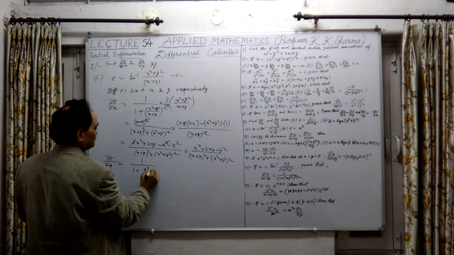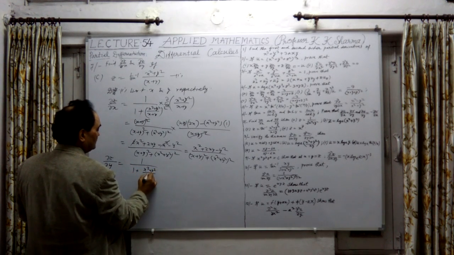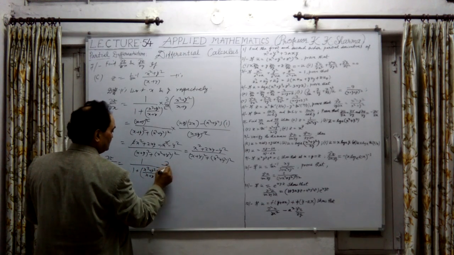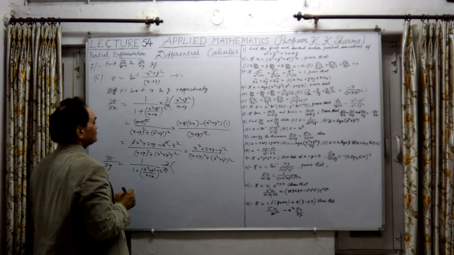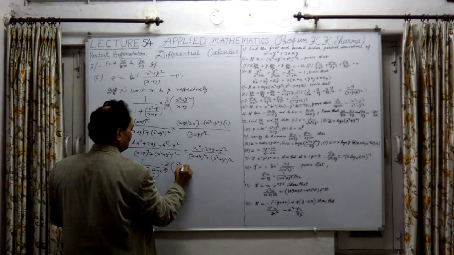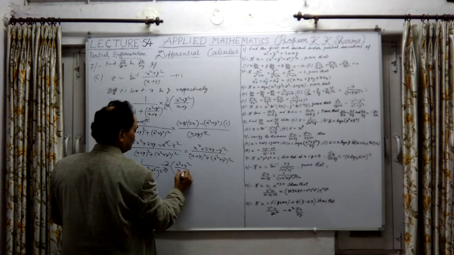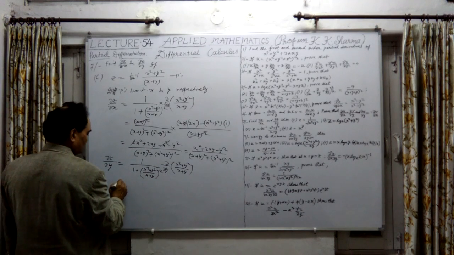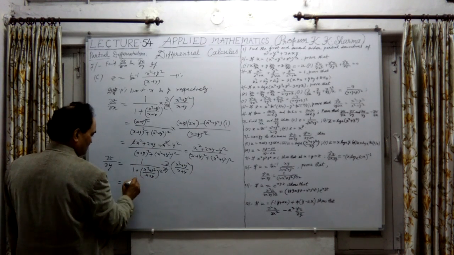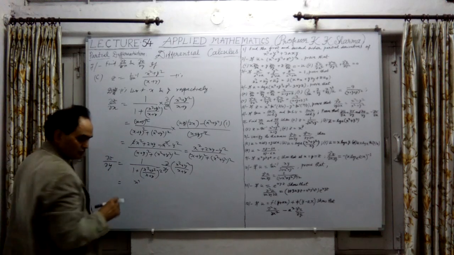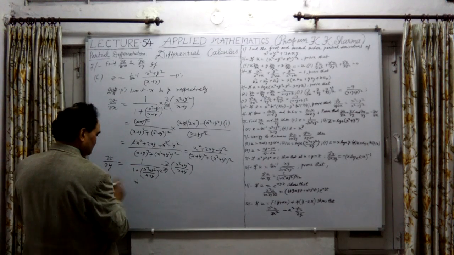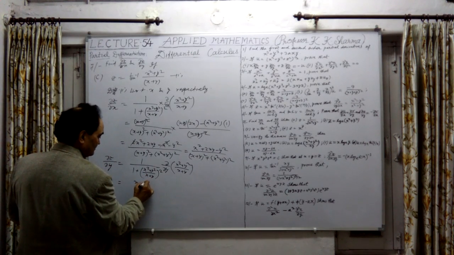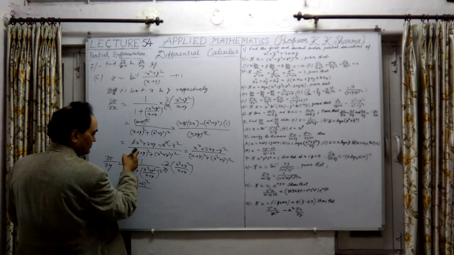1 plus (x square plus y square) upon (x plus y) whole square, into del y of this whole value. This is x square plus y square upon x plus y. Let me write the proper method here. Now let me differentiate this. So it will be again, x plus y whole square will come in the numerator, after taking LCM.